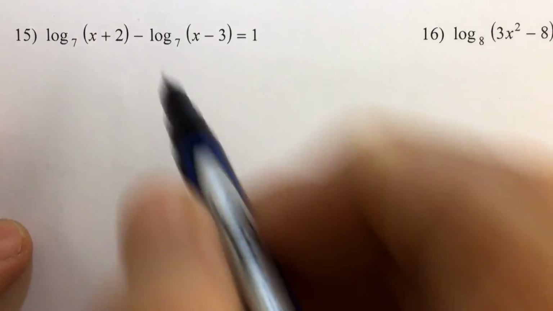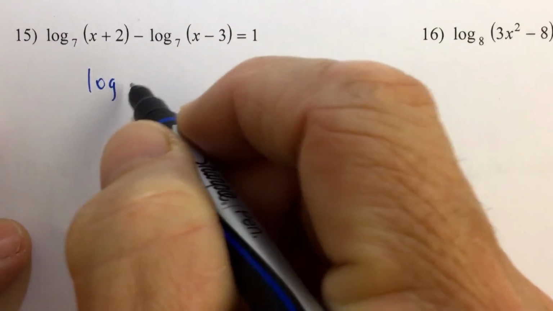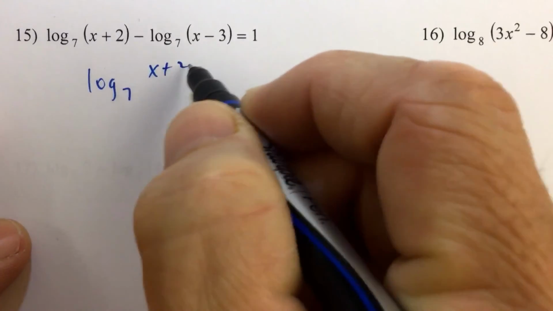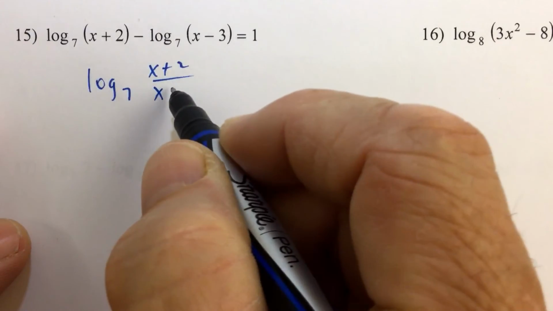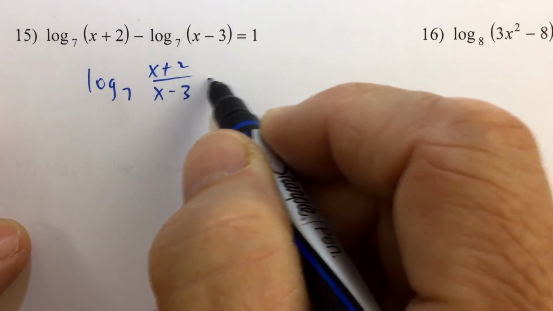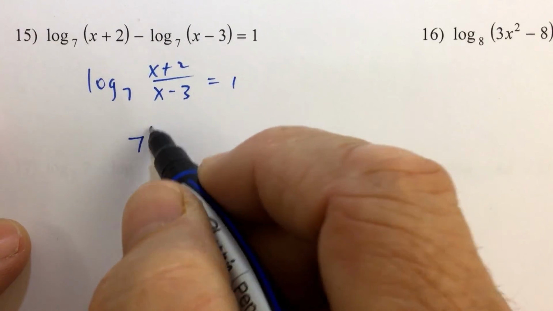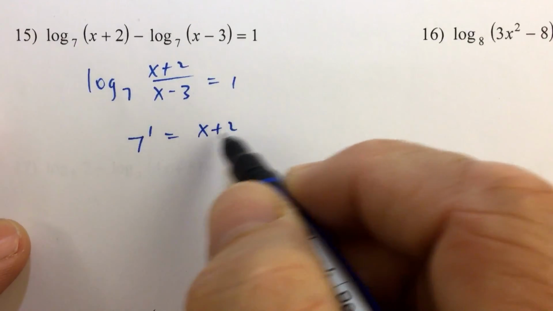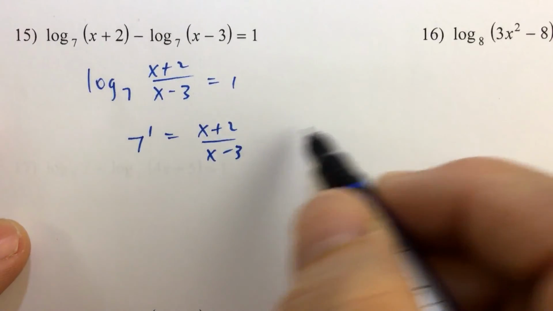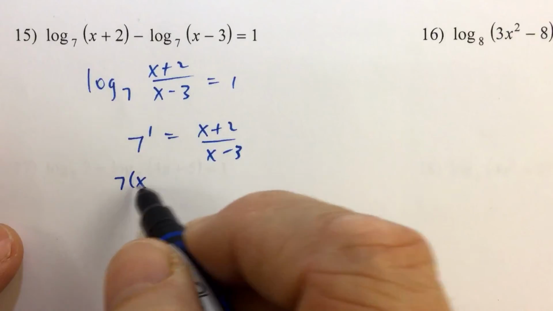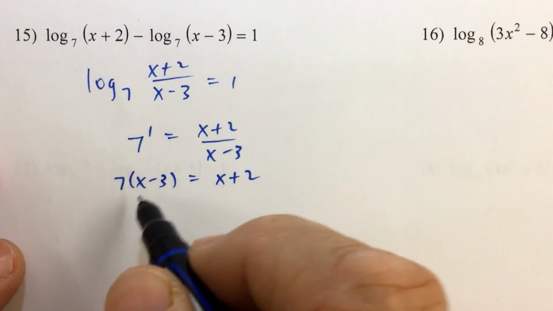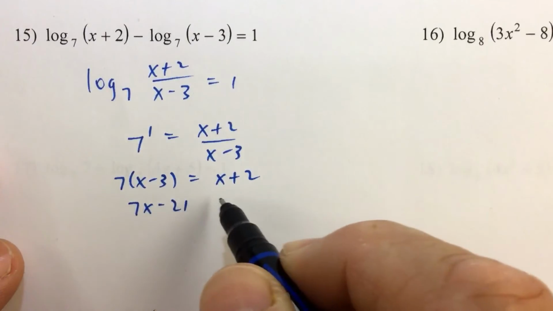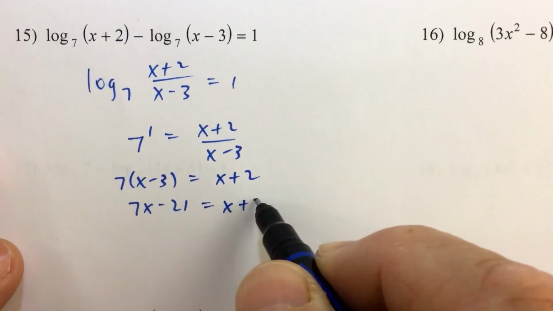15. Difference of the logs means we have the log of a quotient. So the first log comes first, x plus 2 comes first, over x minus 3 is equal to 1. We rewrite this using exponents. We're going to multiply both sides by x minus 3 to get rid of the fraction. We're going to distribute the 7.